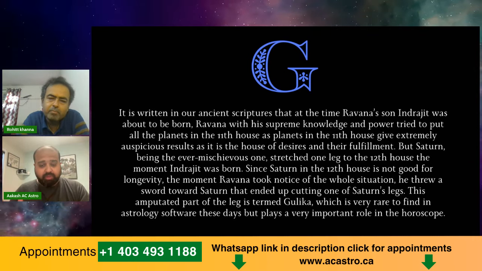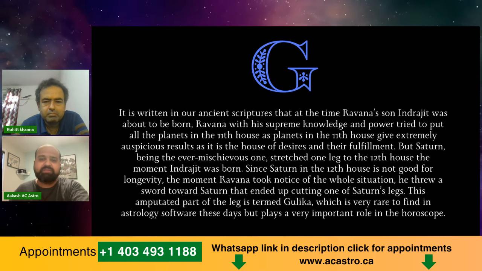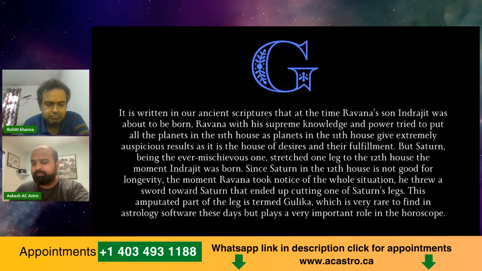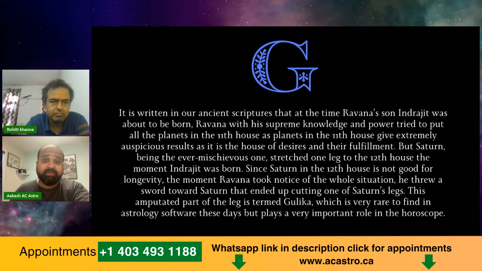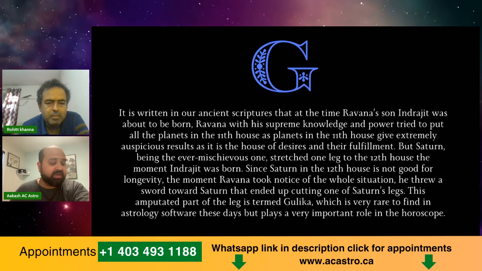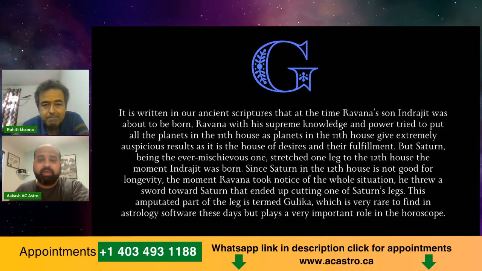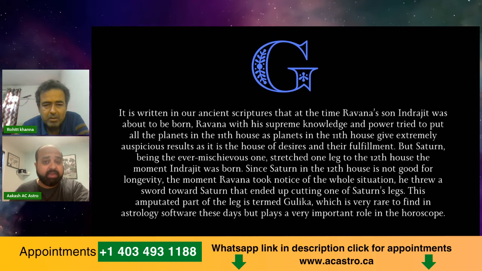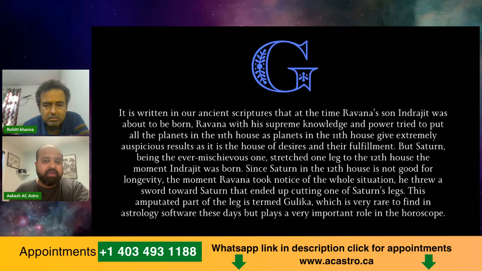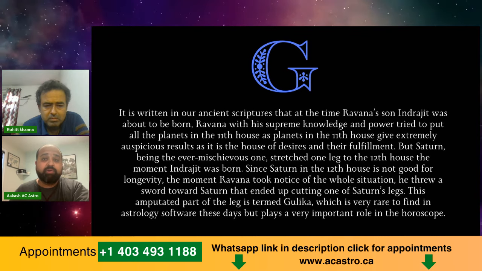As soon as he was getting born, he was coming out, Saturn put his leg in the 12th house. Very famous story here. What happened then? Ravana got really angry. He saw how the hell Saturn put his leg in the 12th house. He took his sword, threw it, and cut Saturn's leg. Saturn's leg went into pieces, and the amputated part of his leg created the term Gulika.